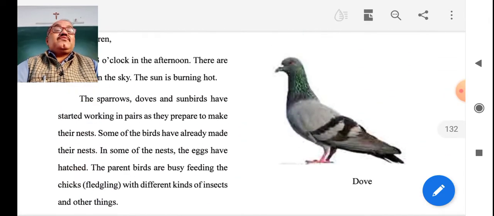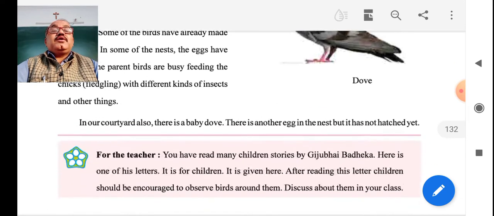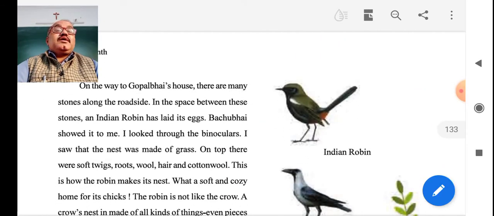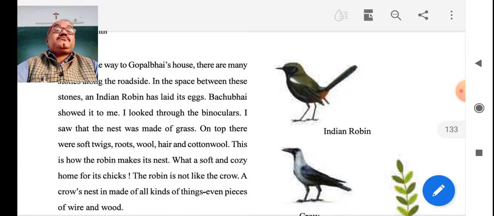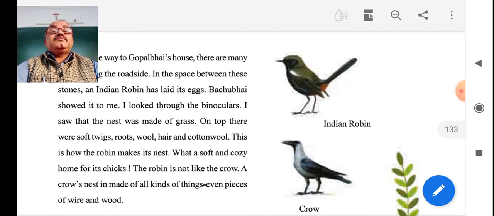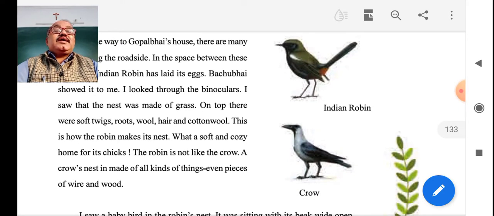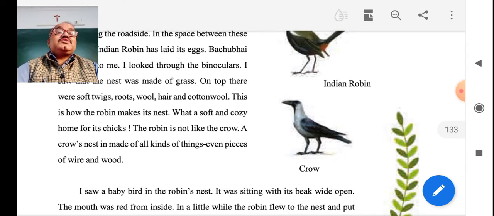There are some different varieties of pictures given. Doves' picture is given. Indian robin is given. Then you have to see that soft twigs, roots, wool, hair, cotton wool, etc. are used to make the nest. Soft and cozy material is used.